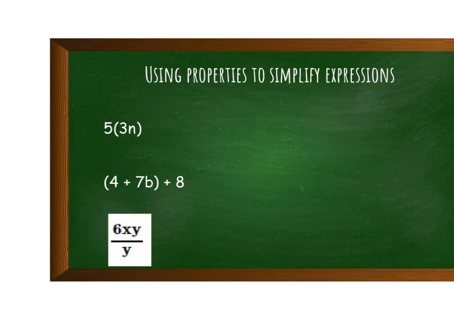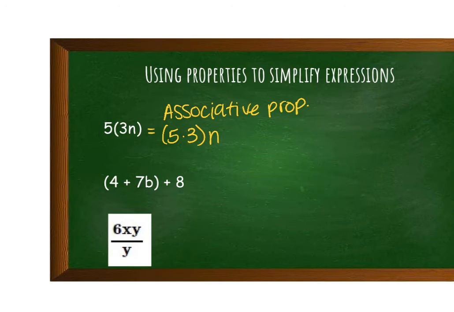Okay, so using properties to simplify expressions. So we've got 5 outside the parentheses times 3n. So this 3n we can no longer solve. We have all multiplication. So yes, we can use the associative property to shift those parentheses around. So we're going to put 5 and the 3 inside the parentheses, the n outside. 5 and 3 we can multiply together, unlike 3 and n. So now we can get that this equals 15n. 15n.